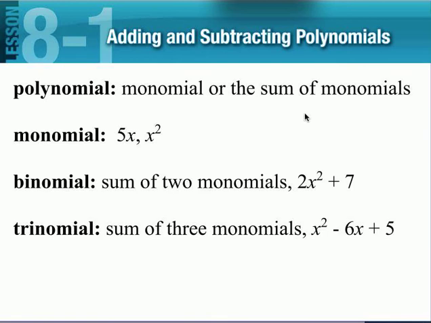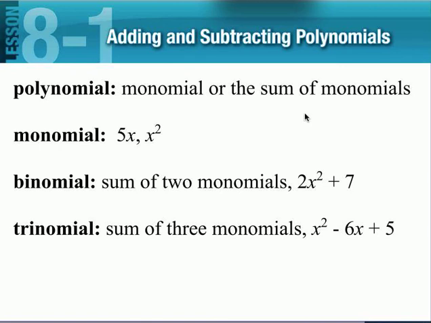Okay, a binomial. Bi means 2. So basically it means we're taking two monomials, putting them together, adding or subtracting. So an example would be 2x squared plus 7. You could have x cubed minus 3. So basically you're just taking two monomials, putting them together. Trinomial. Tri means 3. So you're now taking three monomials, putting them together.